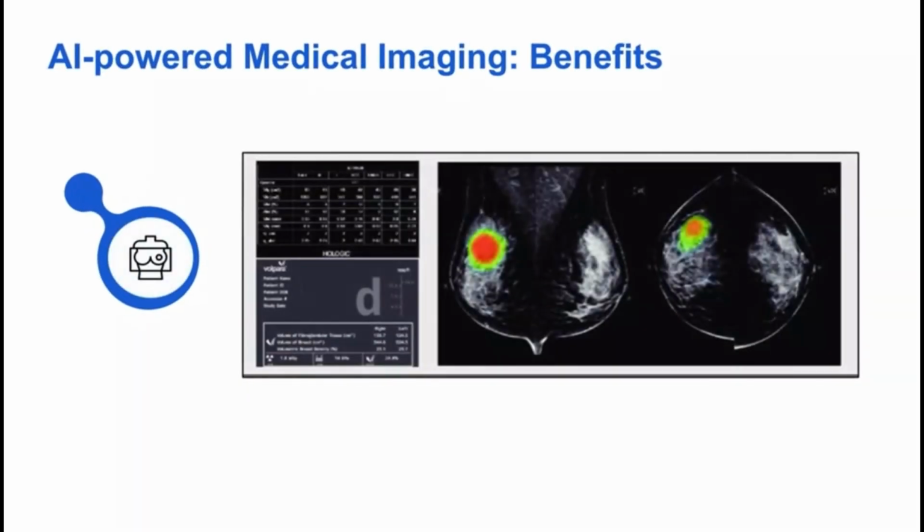The benefits of AI-powered medical imaging don't stop at emergency care. These systems are also being used to detect early signs of chronic conditions like cancer. For example, AI can analyze mammograms to identify potential areas of concern, helping radiologists catch breast cancer at earlier stages. By catching these diseases earlier, treatment can begin sooner, improving patient outcomes and saving lives.